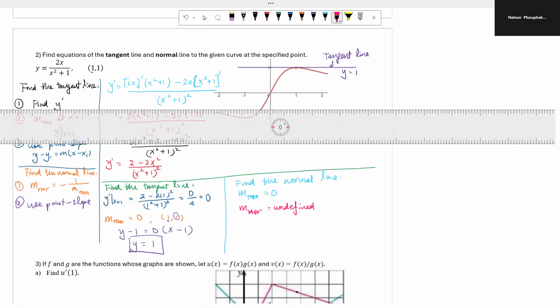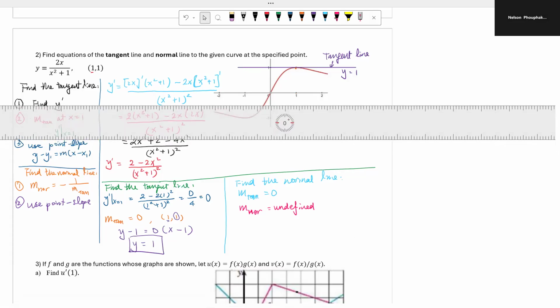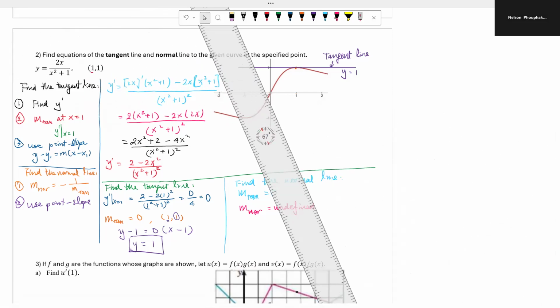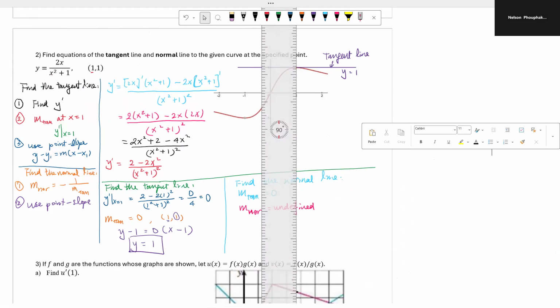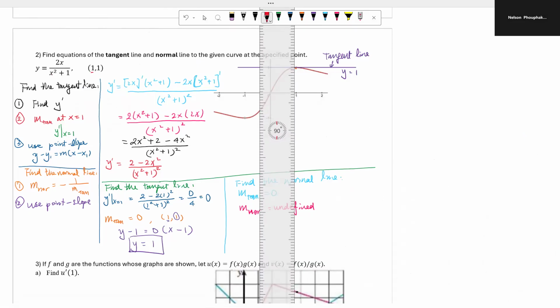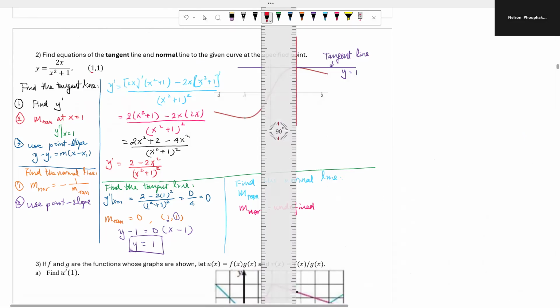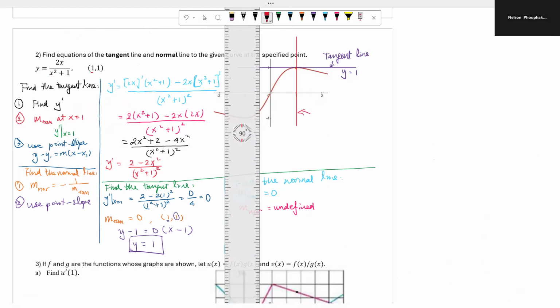Sometimes we have to think about what happens if the slope is undefined. But one thing about this is remember the definition of a normal line: we have a line that is perpendicular to the tangent line. Okay. Then basically this is my normal line now. Okay.